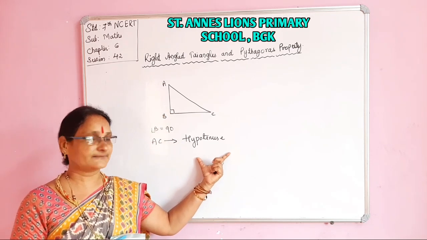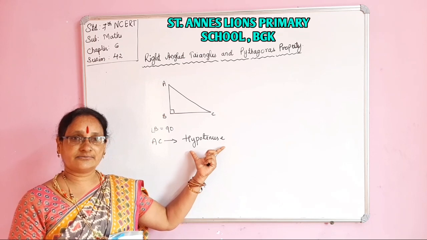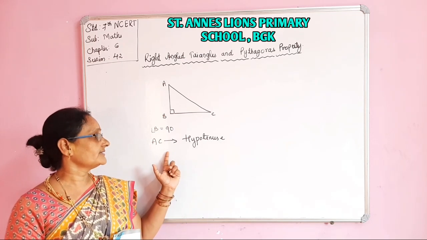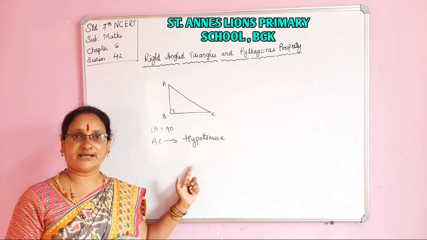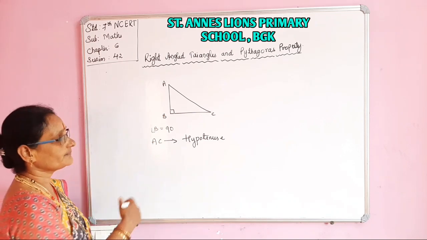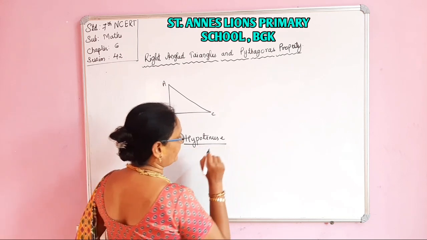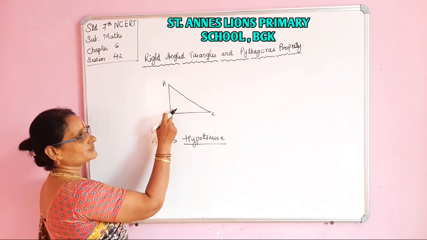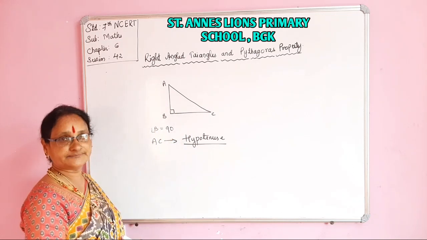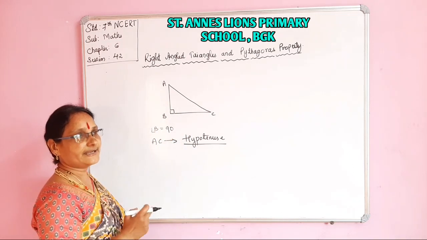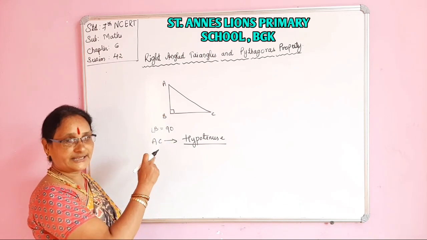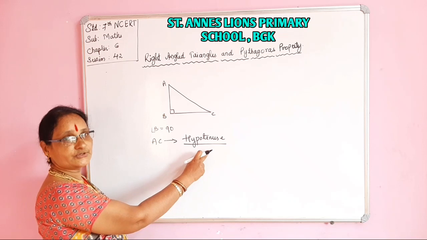It is very important for higher classes. As you go to higher classes, this hypotenuse will be used in many branches of mathematics. So the hypotenuse is very important. What is the hypotenuse? It is nothing but the side which is opposite to the 90 degree angle. In a right angled triangle, the side opposite to the 90 degree angle is called the hypotenuse.